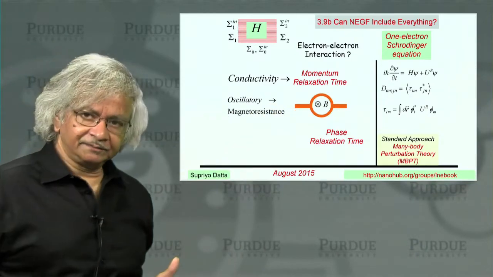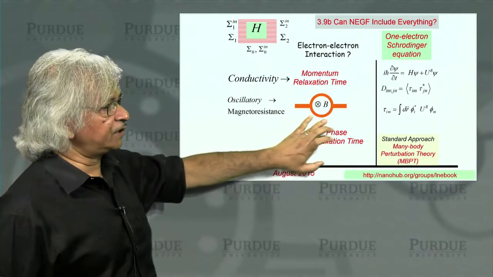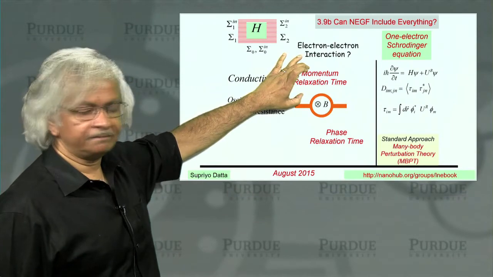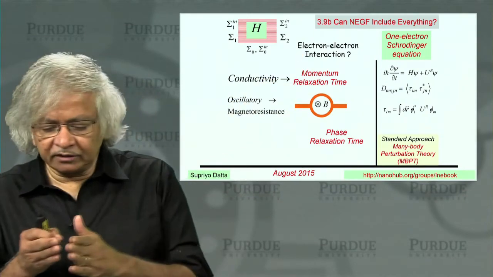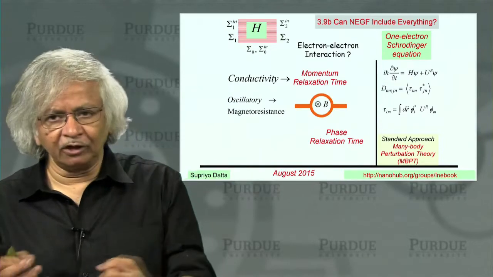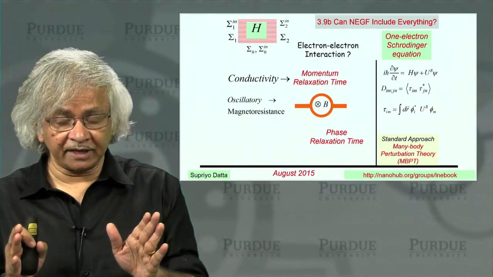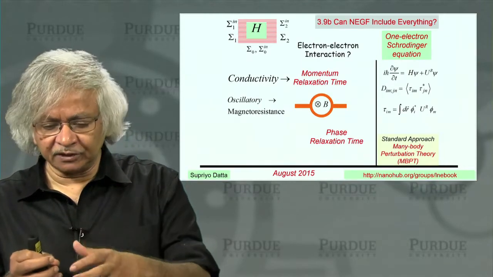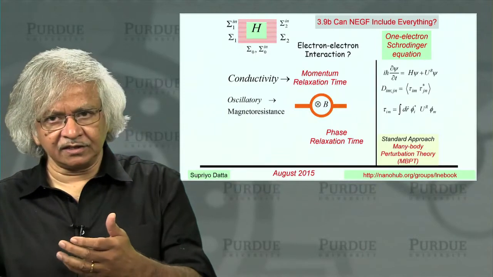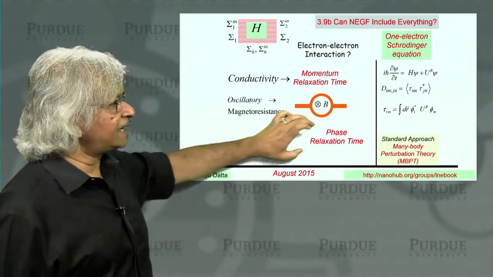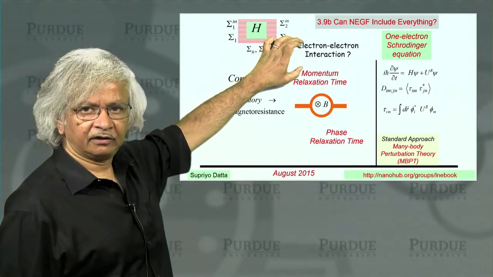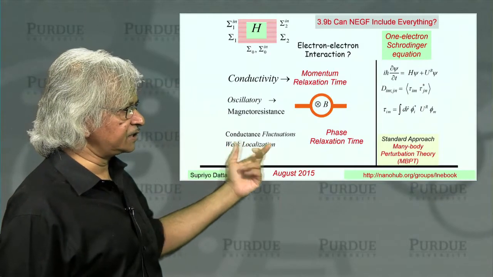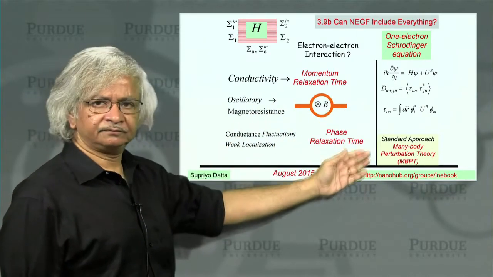And as you might expect, an effect like this depends on the phase relaxation time and not just on the momentum relaxation time. When two electrons interact, whatever momentum one loses, the other picks up. Momentum is not relaxed. But phase is lost. One electron sees this random potential due to another one, and its phase gets messed up. So phase relaxation is strongly affected by electron-electron interaction. And there are other experiments like conductance fluctuations and weak localization, which depend on phase relaxation.